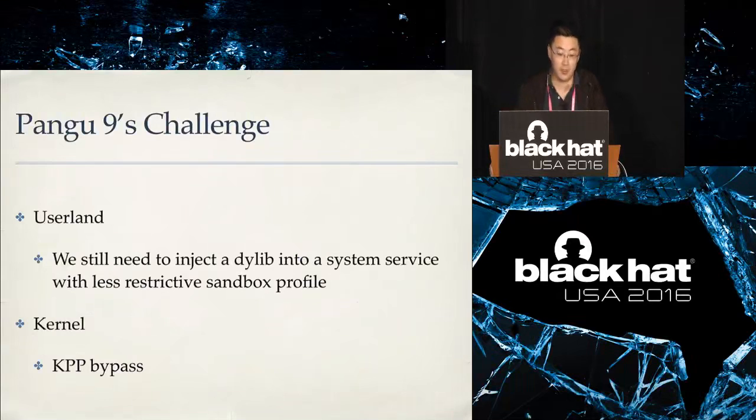And now, what's the challenge for us for Pangu 9? At that moment, the vulnerability we had could not be exploitable inside the container. So we still need to inject a dynamic library into a system service. And on the kernel side, we noticed that since iOS 9, KPP is enabled, kernel patching protection. So we need to bypass that.